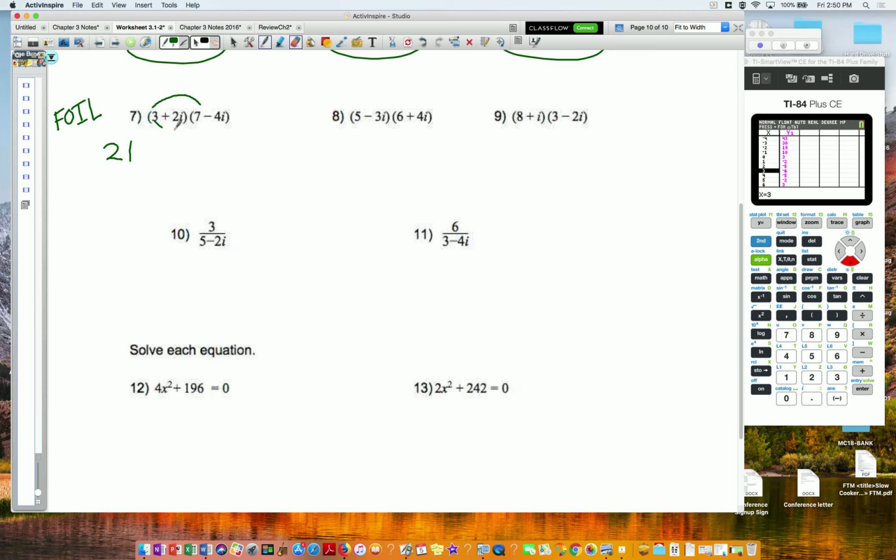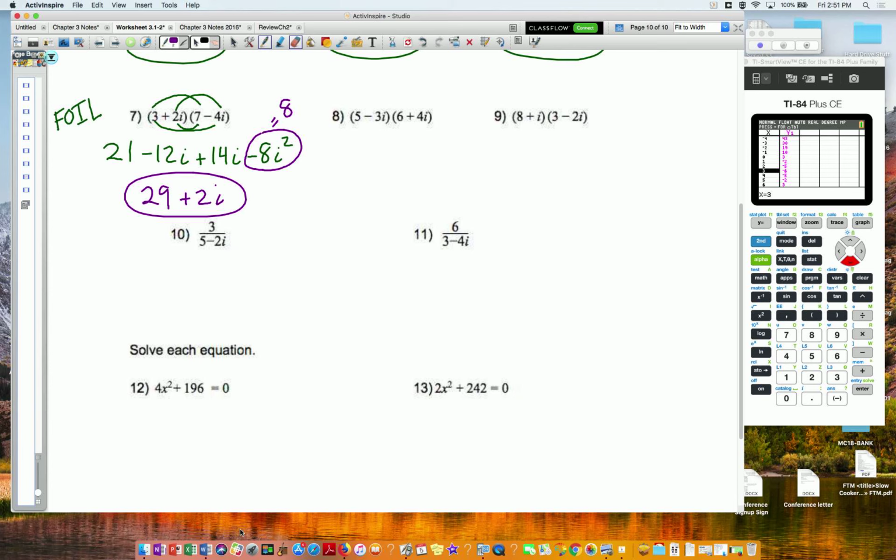3 times 7, 21. 3 times negative 4i, minus 12i. 2i times 7, 14i. 2i times negative 4i is minus 8i squared. So now I want to combine like terms and simplify. This negative 8i squared, remember i squared is negative 1, so it changes to a positive 8, because i squared is negative 1 times negative 8, positive 8. 8 and 21 now make 29. Negative 12i and 14i make 2i. And lickety split, got that one done.